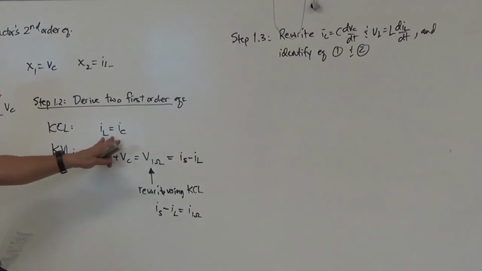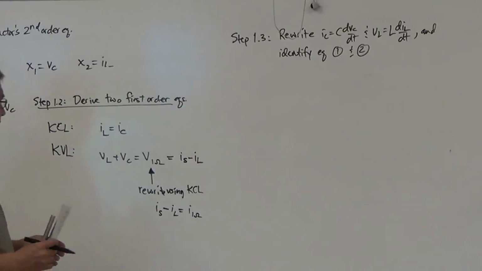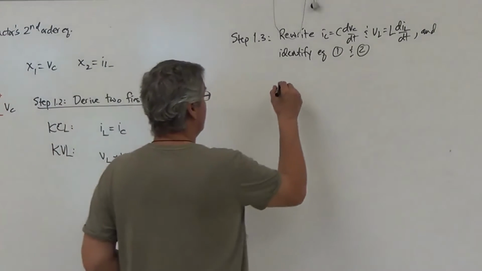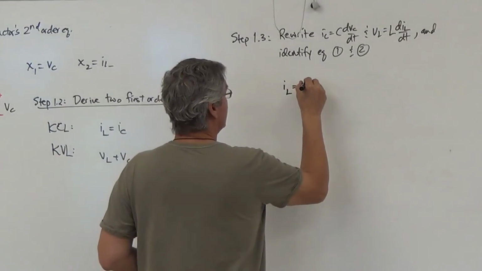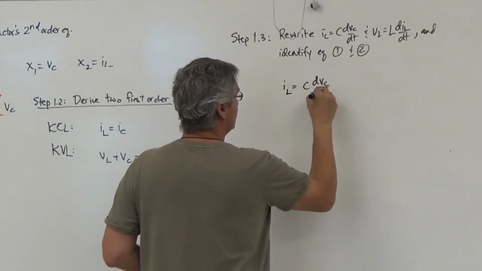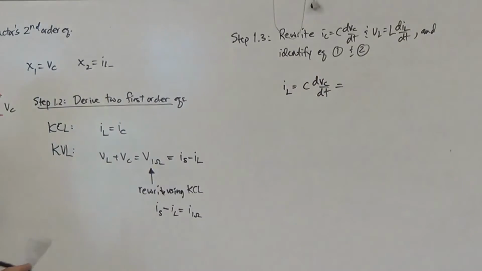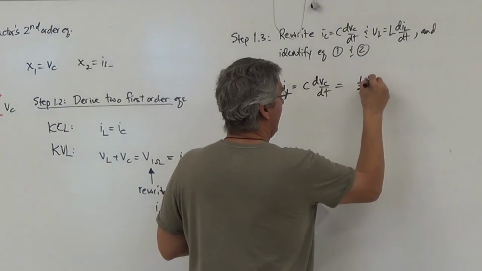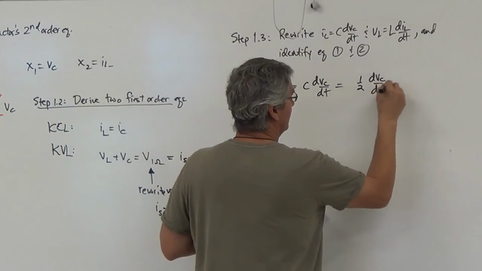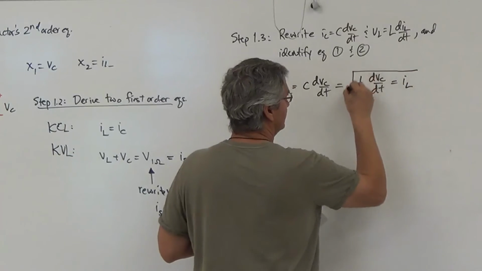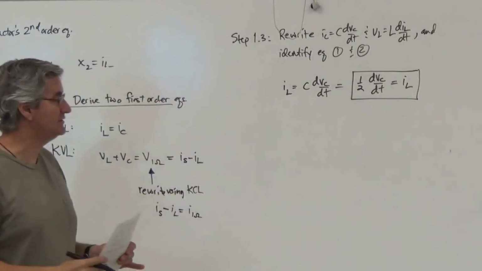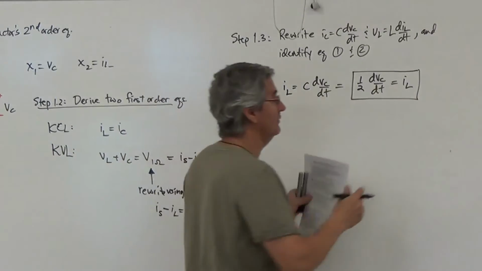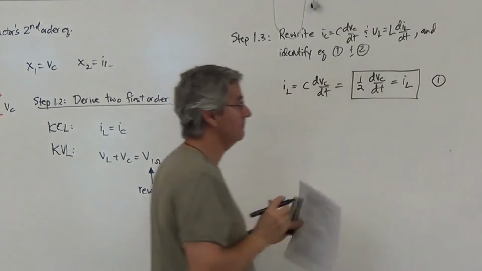So then if I look at the first equation here, you can see that I have to rewrite IC. So I'm going to get IL equals C dV/dt. But what is C? C is 1/2. So I'm going to write this as 1/2 dV/dt equals IL. There's my first equation. And you can see that this does not have the derivative of IL. So therefore, this is equation 1.